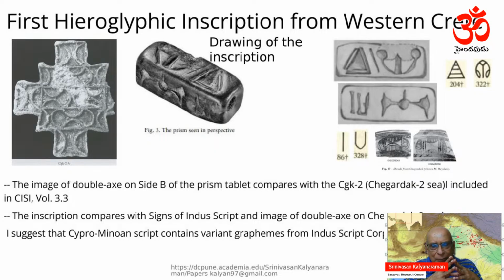First hieroglyphic inscription from Western Crete. The drawing of the inscription is here. I see some memories of the Indus script in this Crete inscription. Maybe I am wrong. But the inscriptions on the tin ingots are clearly Indus script. They are not Cretan. Next, please.